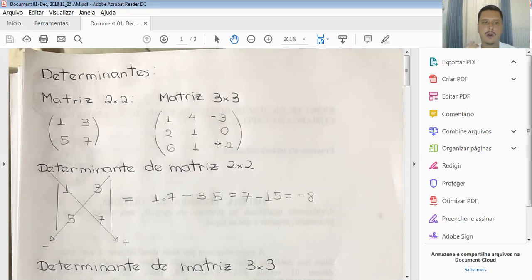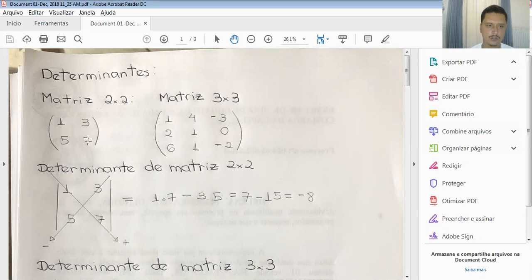The idea of calculating a determinant of a matrix: first of all, you need to remember that only square matrices have determinants. In other words, for a matrix to have a determinant, it has to have the same number of columns and rows. So you need to have 2 columns and 2 rows, 3 columns and 3 rows, 4 columns and 4 rows. We would never have a determinant of a matrix which is, for example, 3 columns and 2 rows, or vice versa.